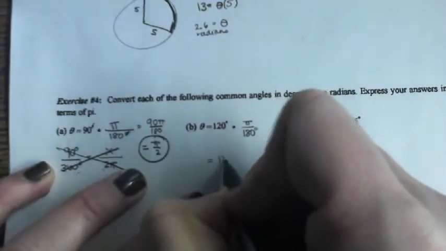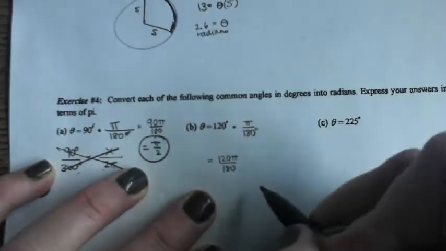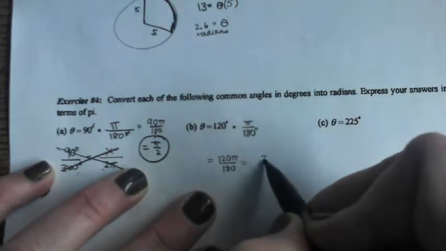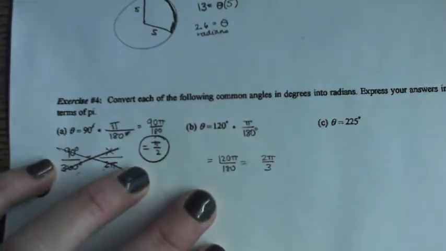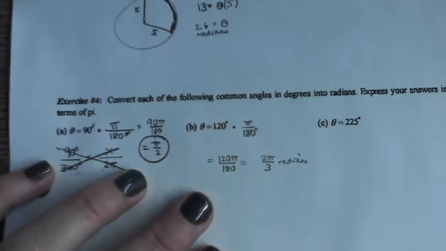So this will be 120 pi over 180. Your 120 over your 180 will reduce to 2/3. So 2 pi over 3. And that's in radians. Good?